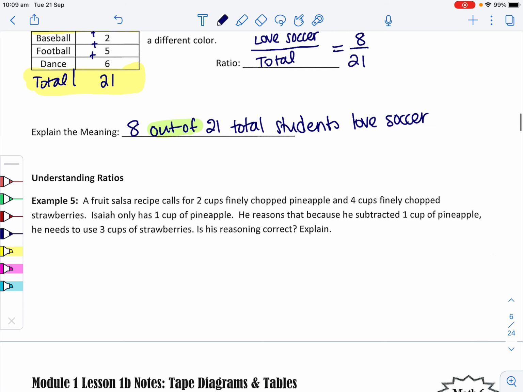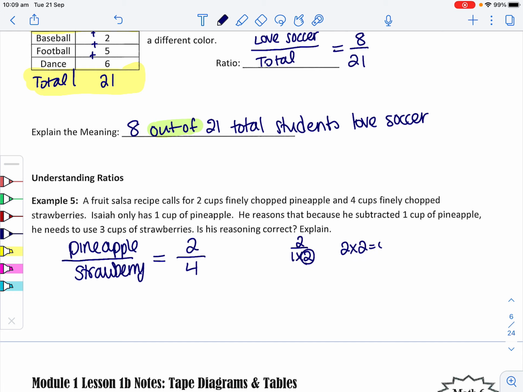So the ratio that I'm going to use is pineapple to strawberries. And the ratio that they said comes from the recipe is 2 cups of pineapple to 4 cups of strawberries. So what I'm going to do is I'm going to actually simplify this ratio to see if what he is saying makes sense. So 2 is 1 times 2, and 2 does go into 4. 2 times 2 is 4. So I'm going to divide by 2 over 2, and I get 1 over 2.